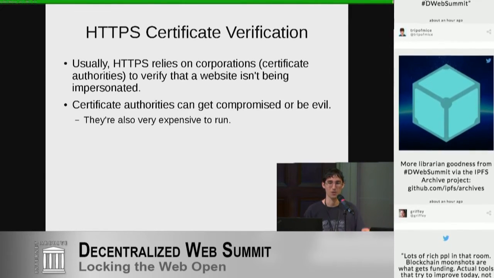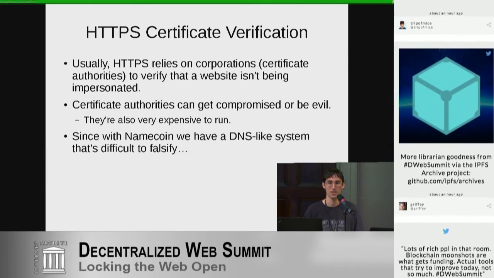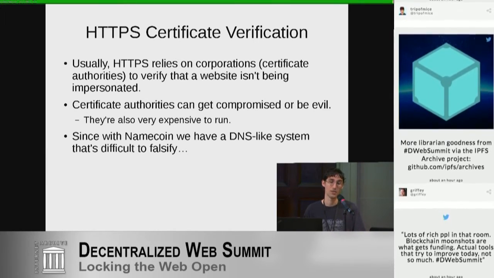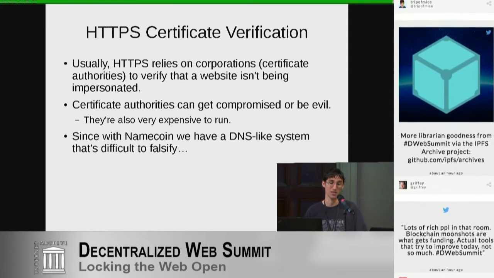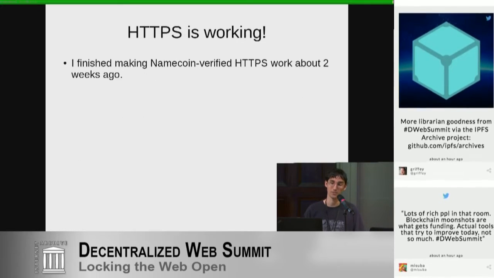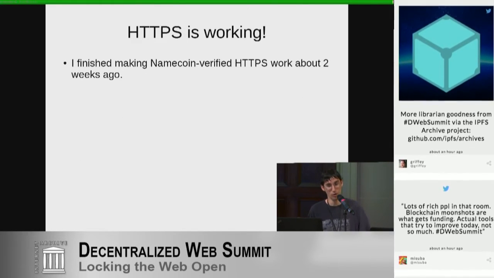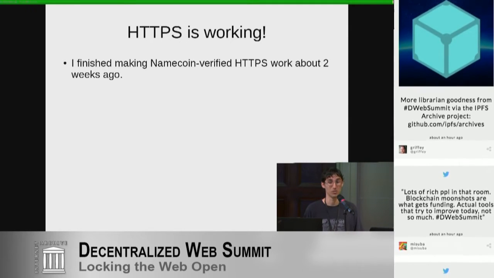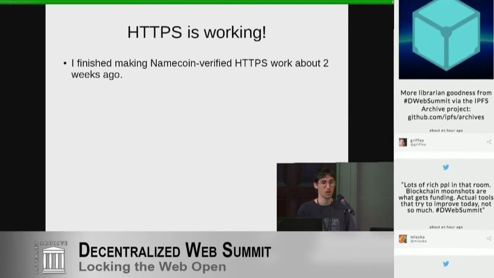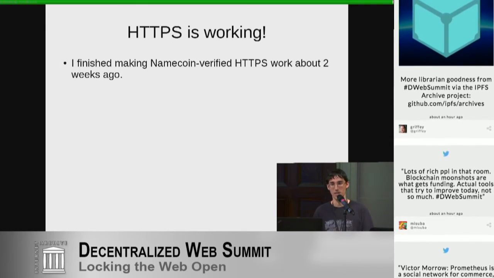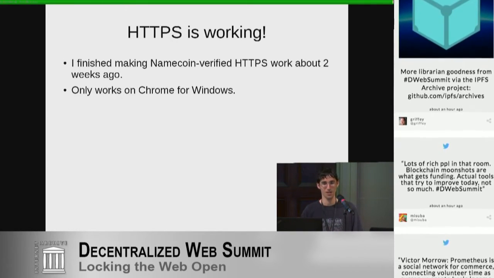I'm not going to go through all this right now, but basically Namecoin can replace the centralized parties in HTTPS in a way that's difficult to falsify by using the blockchain directly. Okay, so I have a really cool announcement. We have HTTPS completely working, at least in a proof of concept mode. This is as of about 2 weeks ago.